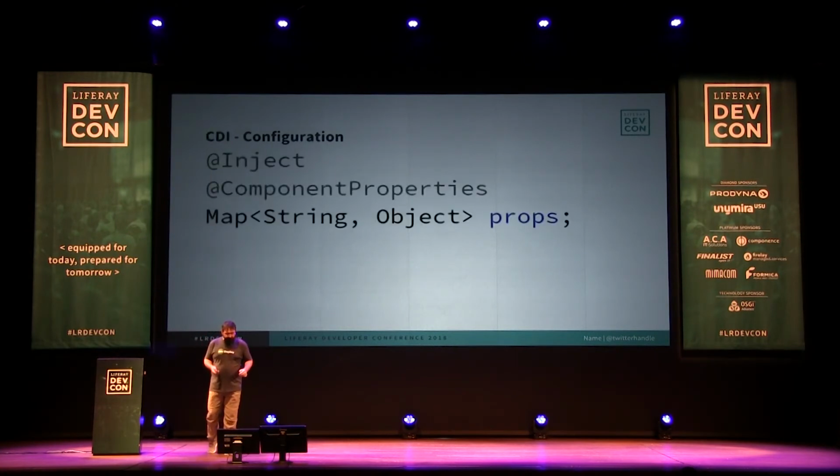So that's really nice. In CDI, we need to be able to do the same thing, but it's on top of the injection model. So we have @inject, component properties, we get the map.